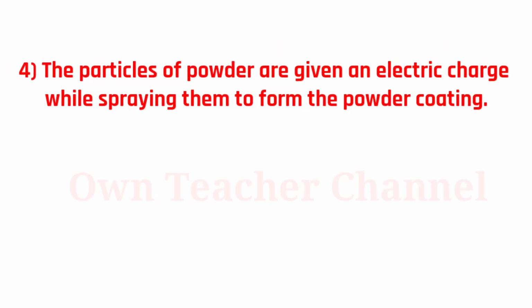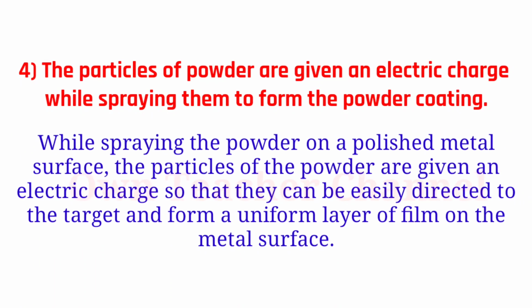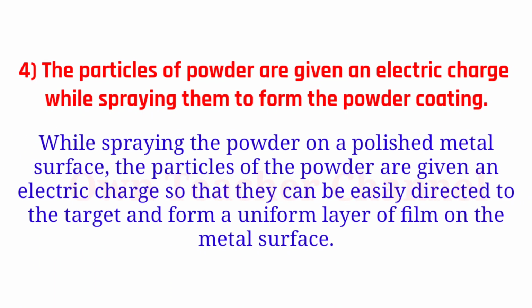4. The particles of powder are given an electric charge while spraying them to form the powder coating. While spraying the powder on a polished metal surface, the particles of the powder are given an electric charge so that they can be easily directed to the target and form a uniform layer of film on the metal surface.